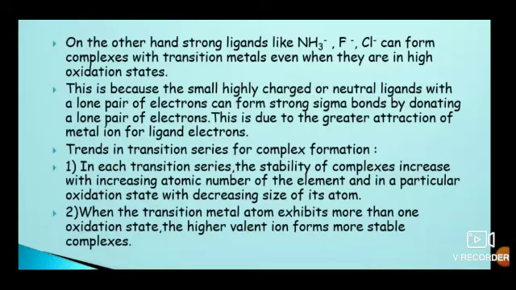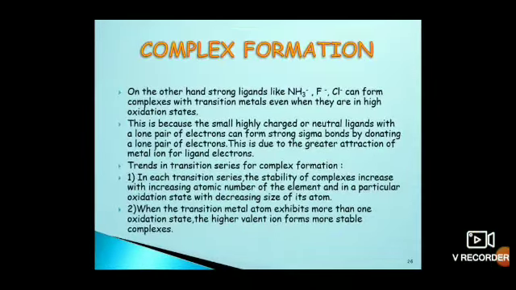stability of complexes. That means increase in atomic number across a period will give more stable complexes, and also, in a particular oxidation state, when the metal has lesser size, that is more stable. And when the transition metal atom exhibits more than one oxidation state, among the two, the higher valent one will give the more stable complex.